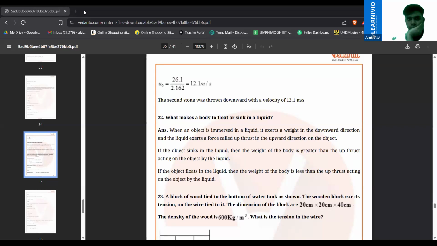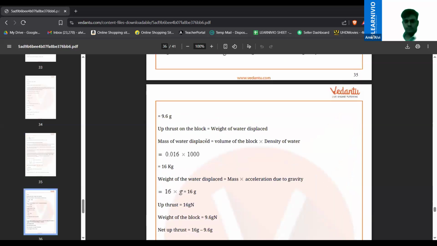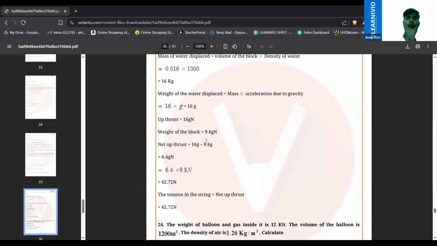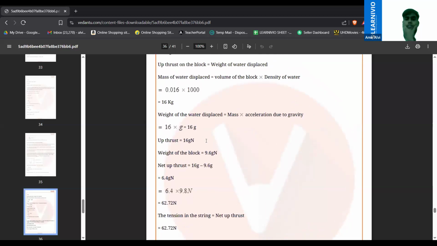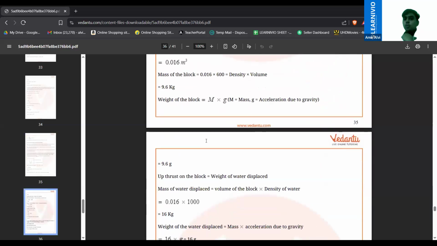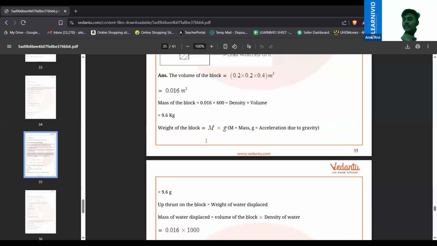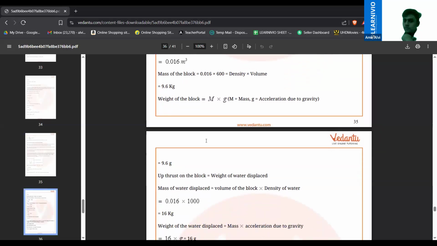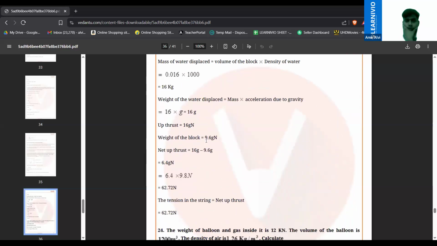There is a 94.08 Newton. No, it's 62.72 Newton, Harshita, because the volume is given and basically your density is given. From that, you can calculate mass. And if you talk about the weight, so weight would be 9.6 into 9.8. Okay. And whatever the weight would be, it will be nothing but the upthrust. Okay, sir. Okay. So no issues.